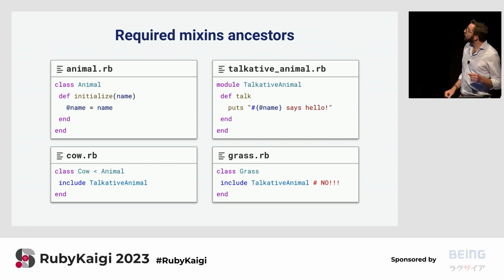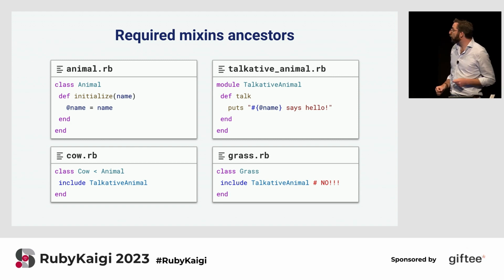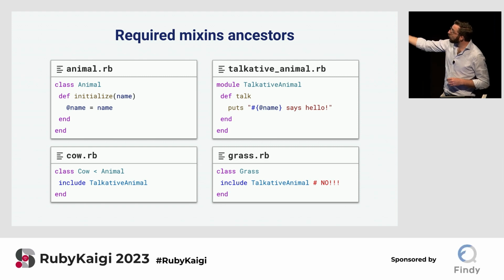Another feature that we added to Sorbet that is super useful, especially when you use Rails, is how to require ancestors for mixins. So I'm still having my animal, and I have this talkative animal that is a module, a mixin, that is going to provide the talk method. The right way to use it is, I have a cow here, and I can include talkative animal because I need the instance variable of @name here. I can include it in my animal.